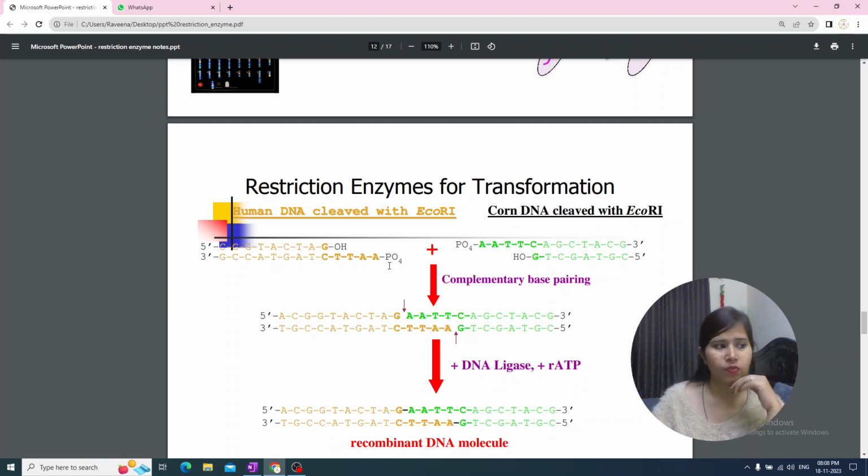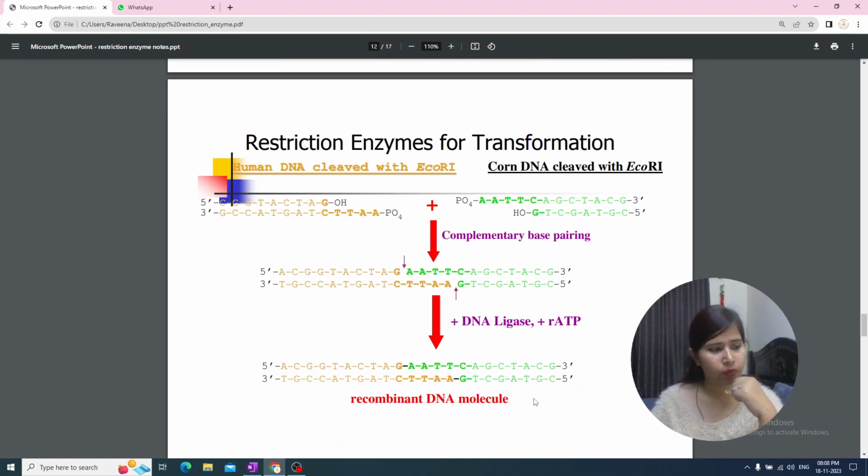from a plant. Okay, so we are adding it into a corn DNA which is also cleaved by the same restriction endonuclease, that is EcoRI, and then due to complementary base pairing, they will pair with each other, and with the help of the enzyme DNA ligase and using ATP, we are going to make a recombinant DNA molecule. And after this, we are going to add it into host DNA.